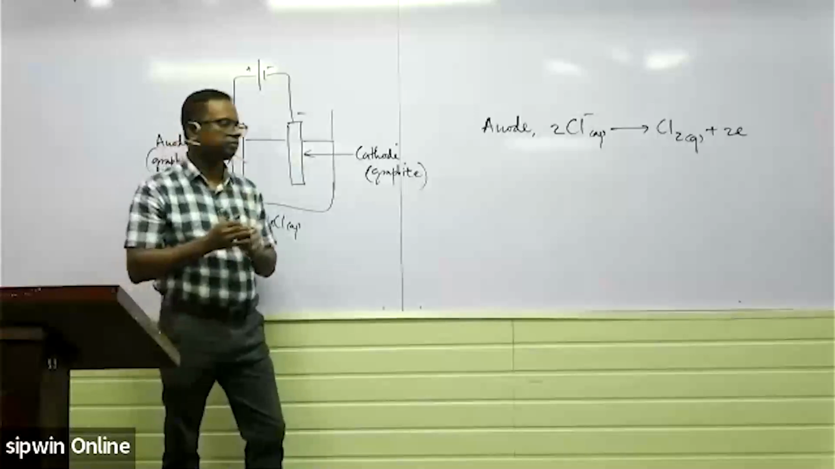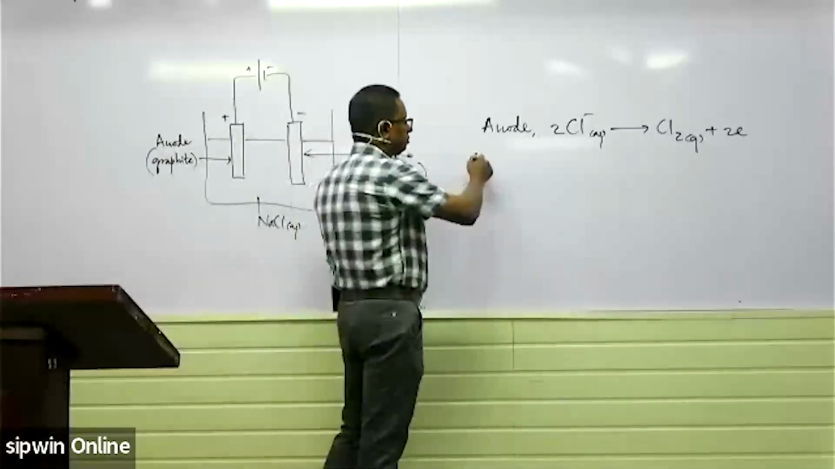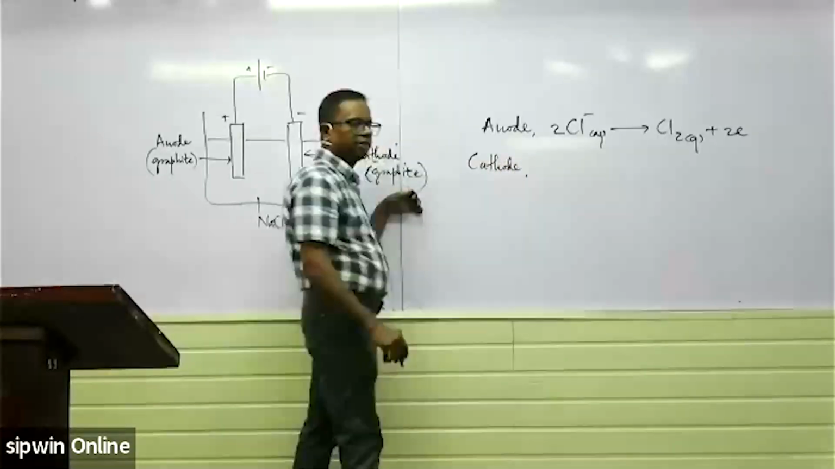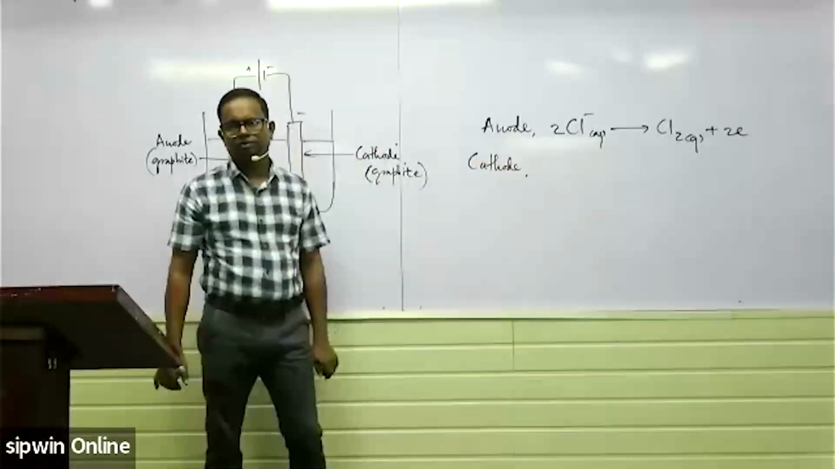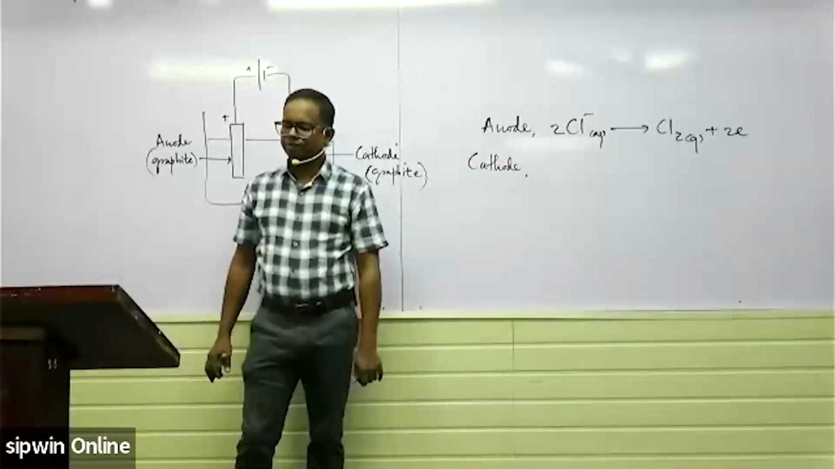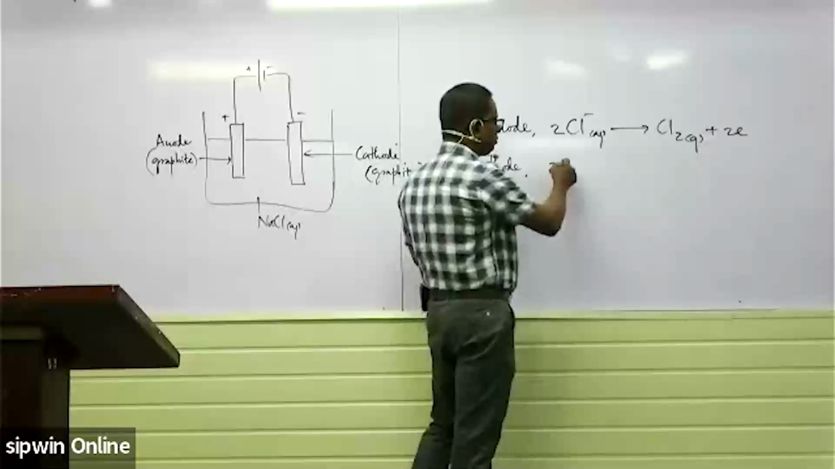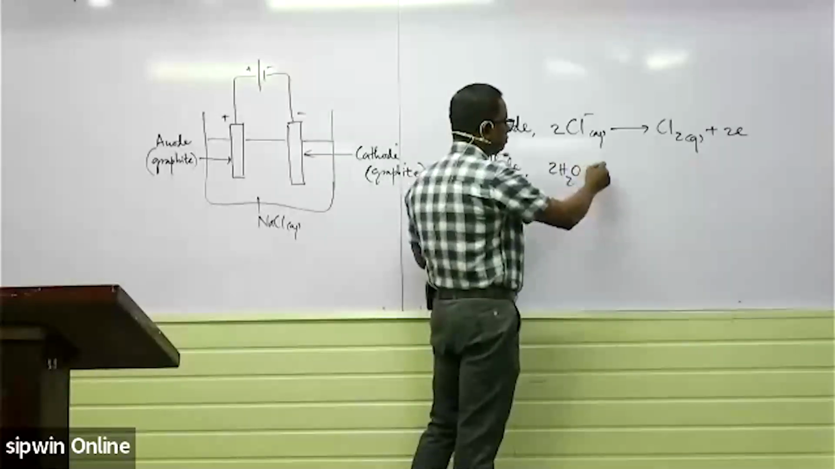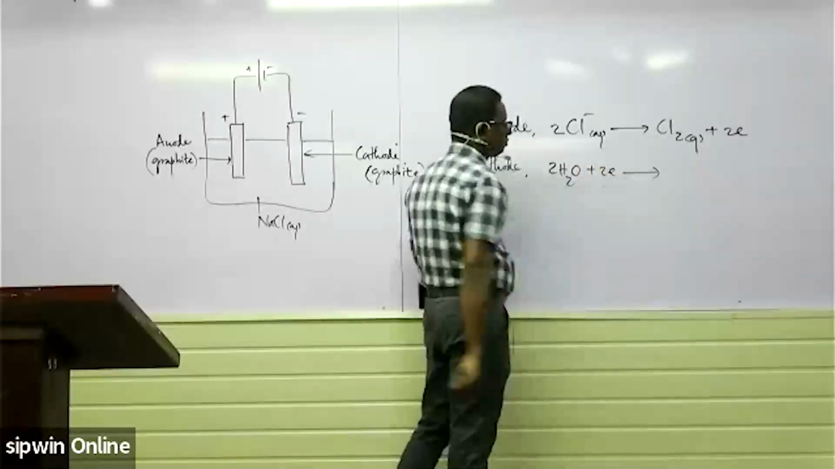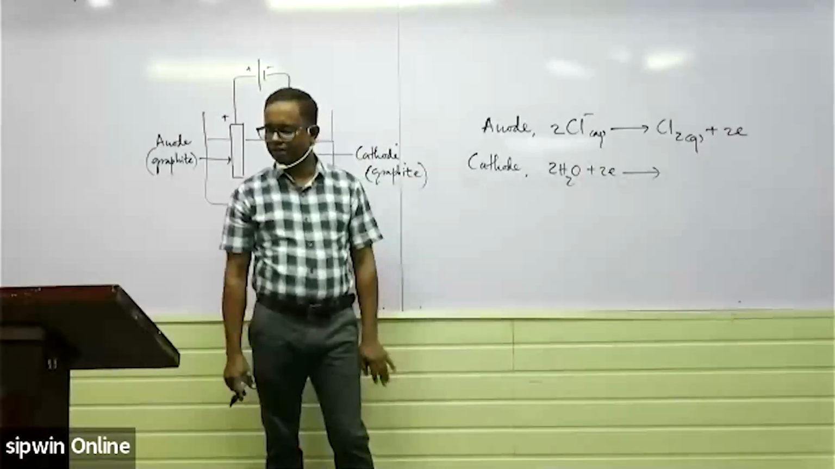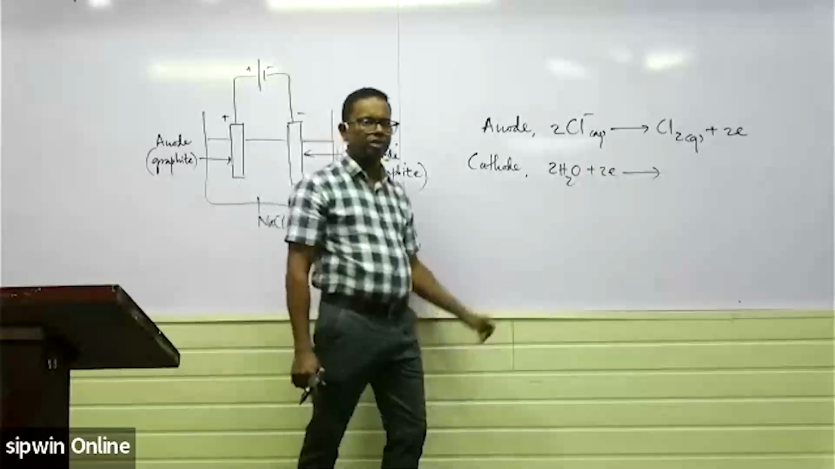Cathode reaction: with the water you write it. 2H2O liquid plus 2 electrons gives H2 gas plus 2OH minus aqueous.